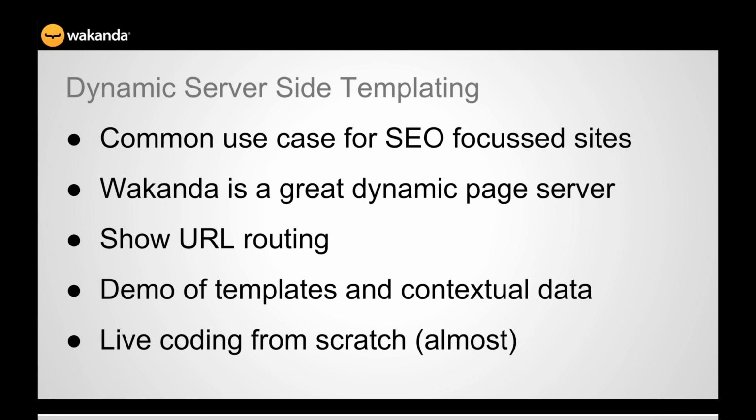So I'm going to do a demo here of something that I see as a common business use case for Wakanda. A lot of people have talked about, how do I manage a site that's very sensitive to SEO? And it turns out Wakanda is a great dynamic page server. It can operate much like you would have built a traditional website with PHP in the back end. I'm going to show some basics with URL routing. I'm going to do a demo of templating and using contextual data. And I'm going to live code pretty much all of this from scratch.